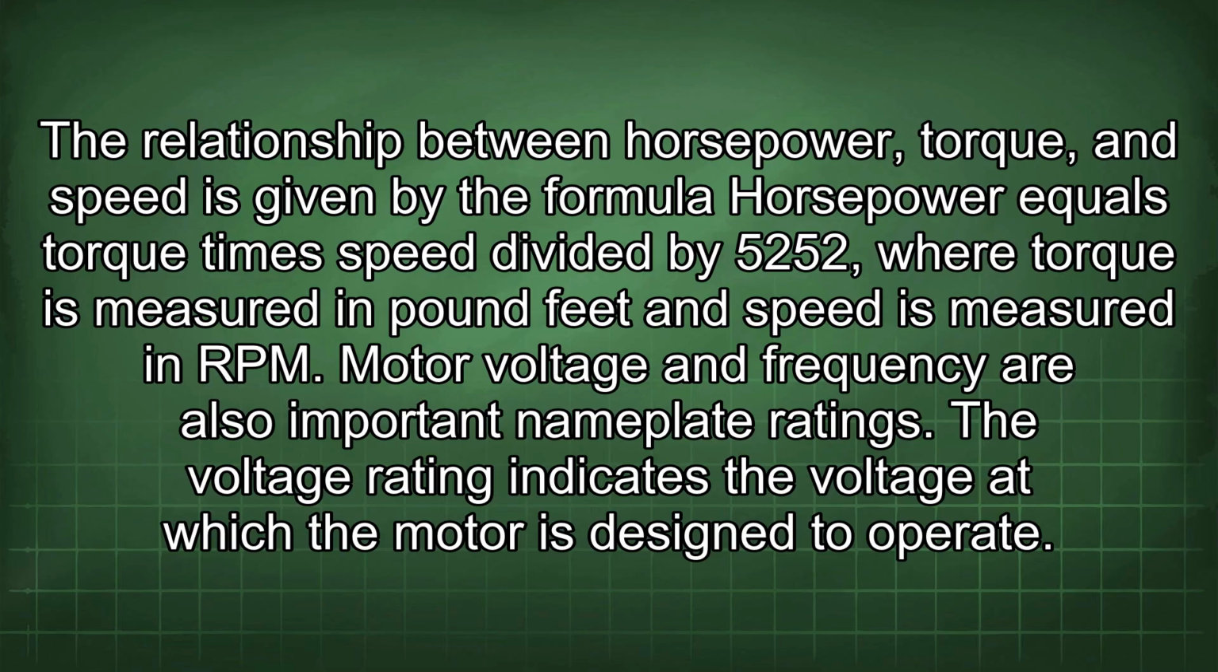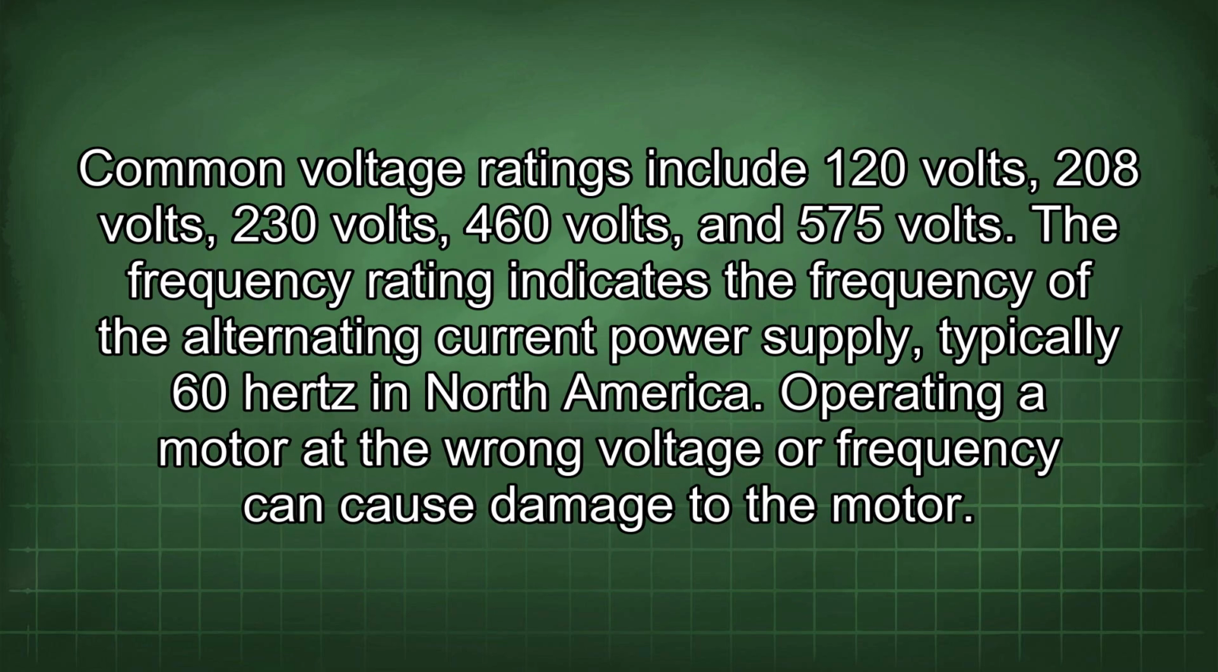Motor voltage and frequency are also important nameplate ratings. The voltage rating indicates the voltage at which the motor is designed to operate. Common voltage ratings include 120 volts, 208 volts, 230 volts, 460 volts, and 575 volts. The frequency rating indicates the frequency of the alternating current power supply, typically 60 Hz in North America. Operating a motor at the wrong voltage or frequency can cause damage to the motor.